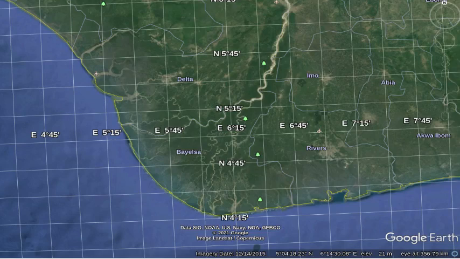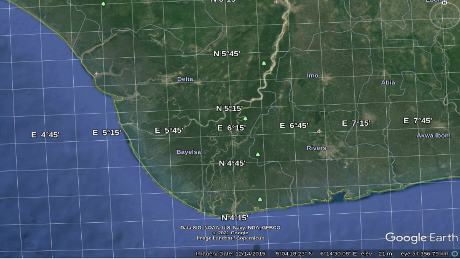So let's talk about Nigeria. The nation of Nigeria has an area we call the Niger Delta, which is a delta of the Niger River.